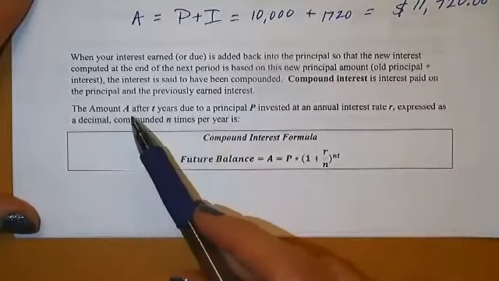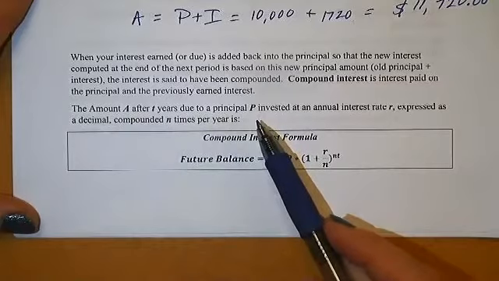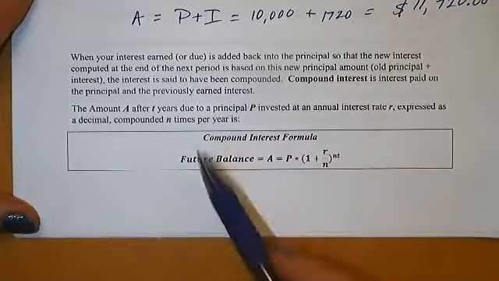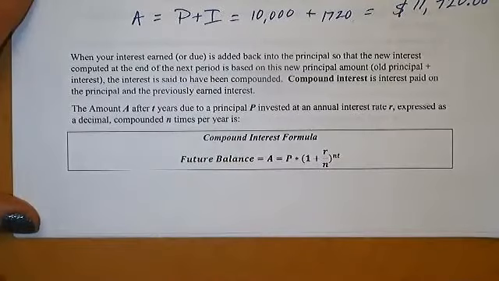The amount A after T years of saving of a principal P invested at an annual interest rate of R expressed as a decimal compounded n times a year is given by the following formula. Compounded n times a year means how many times you plan to dole out the interest to the customer.